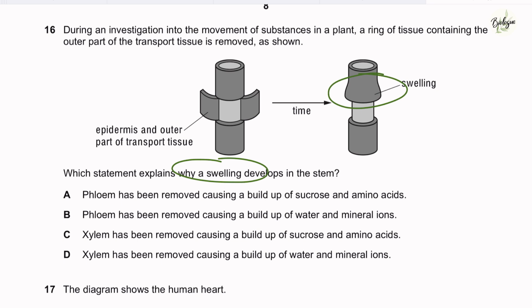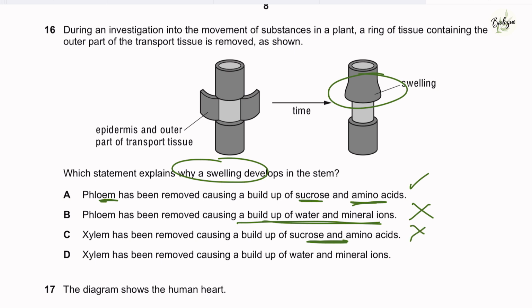Phloem has been removed, causing a buildup of sucrose and amino acids. That does seem right, because phloem only transports food molecules like sucrose and amino acids, not necessarily water or mineral ions. So definitely option 2 is not right. Xylem has been removed, causing a buildup of sucrose. Again, xylem does not transport sucrose and amino acids. Xylem is responsible for the transport of water up the stem. So this is not right.